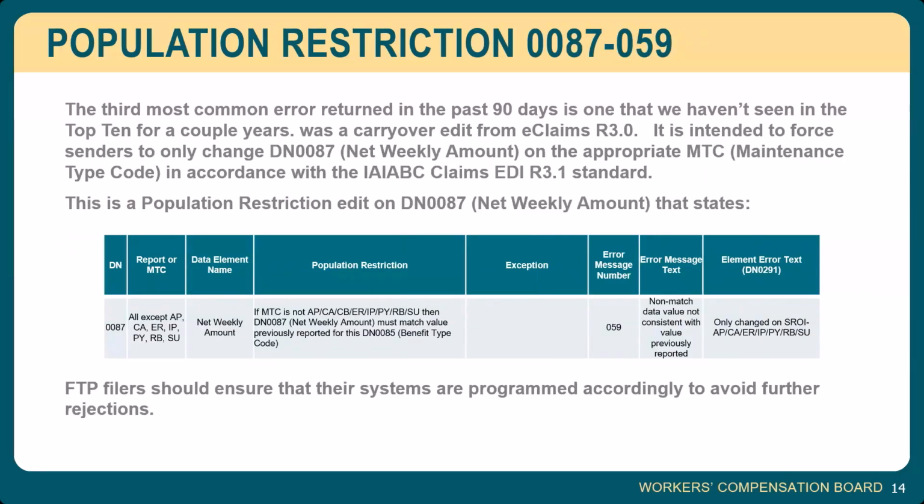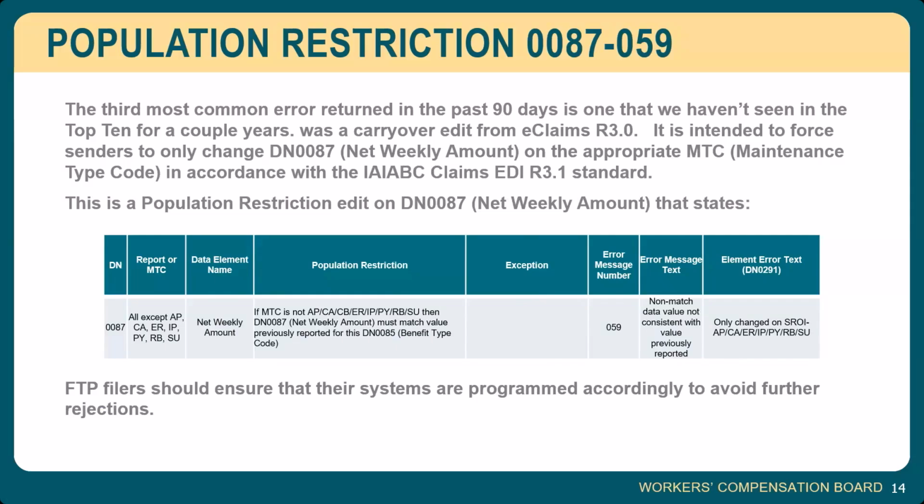And the third most common error returned in the past 90 days is one that we actually have not seen in the top 10 for a couple of years. This was a carryover edit from Release 3.0, and it's intended to force senders to only change DN87 net weekly amount on the appropriate MTC in accordance with the IAIBC Release 3.1 standard.